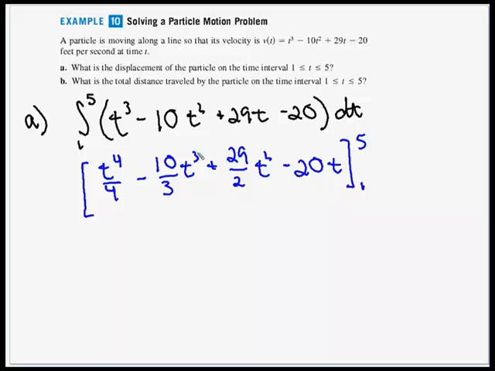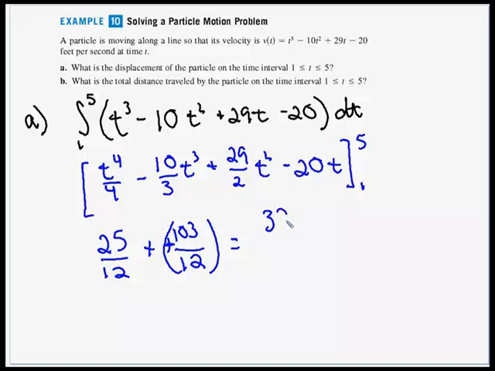And when we run our upper limit through and collect all our terms, we're going to get 25 twelfths minus, we plug the 1, the lower limit, through the same function, and we get negative 103 twelfths. So 25 twelfths minus negative 103 twelfths. We add the opposite, we combine our terms, and we reduce, and we get 32 thirds feet to the right.